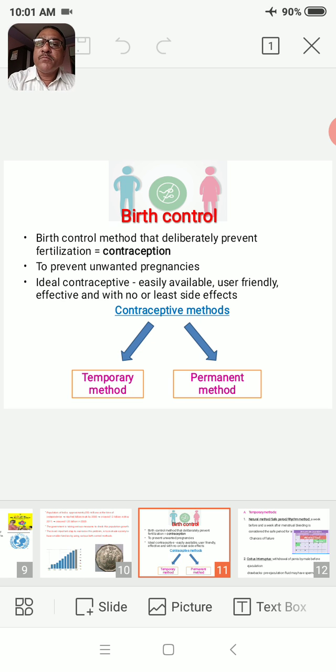Now, birth control. Birth control methods are the contraceptive methods. One is the temporary method, and the second is the permanent method. Temporary methods you have already discussed. Now, the last bit about the mechanical barrier methods you have to study.